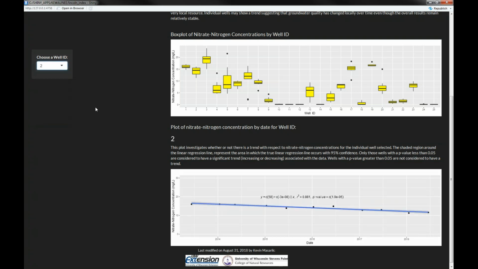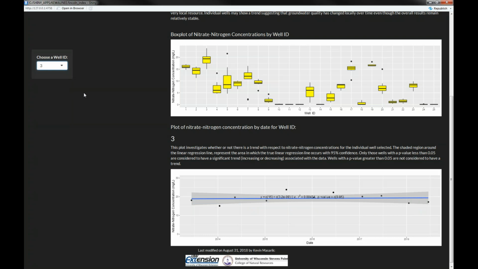If we click through some of these other examples, well number 2 is one that shows a decreasing trend. And here, again, that relationship is significant, and I think it's easy to understand. Some of the other graphics are less clear. This is an example which is maybe going up and down, but there's no discernible trend to say it's increasing or decreasing. The p-value is certainly not significant. The confidence envelope is pretty broad, indicating that we can't say with a lot of confidence that this has a trend associated with it.